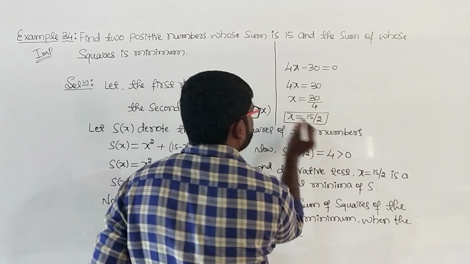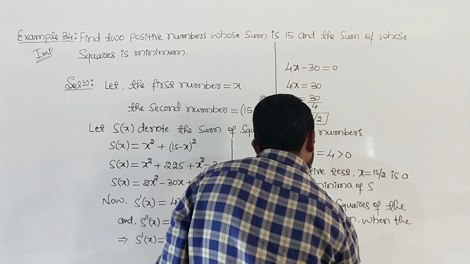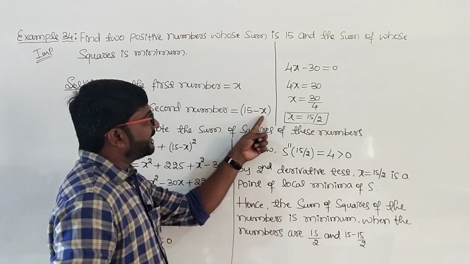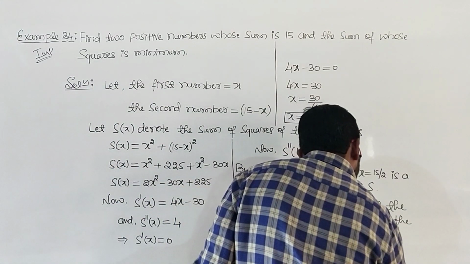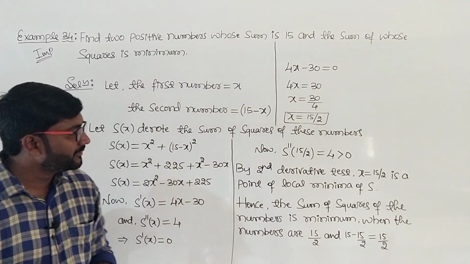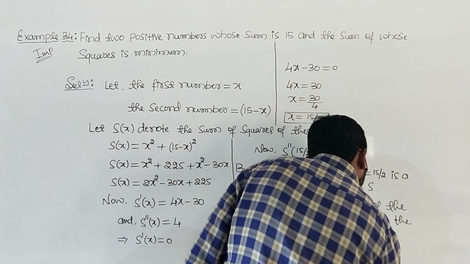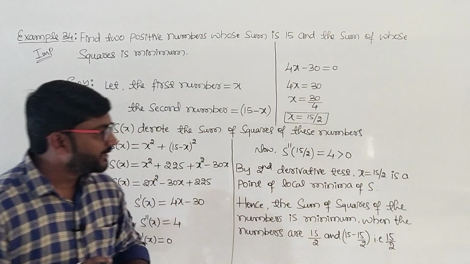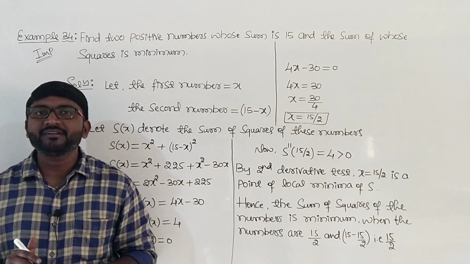When the numbers are x, that is 15 by 2, and 15 minus x, that is 15 minus 15 by 2. Simplify this, and again you get 15 by 2. So what are the two required numbers now? Therefore the two required numbers are 15 by 2 and 15 by 2. So this is all about the example 34.